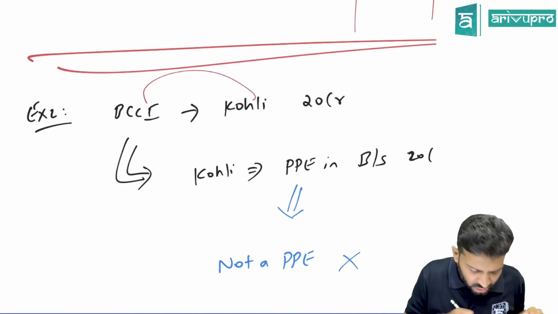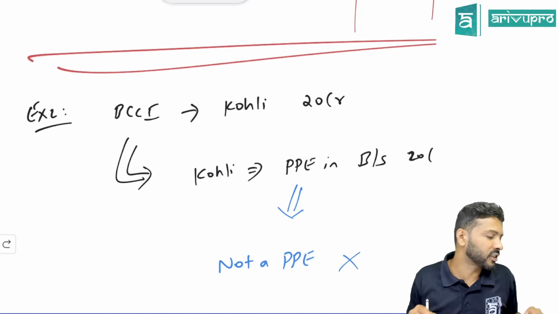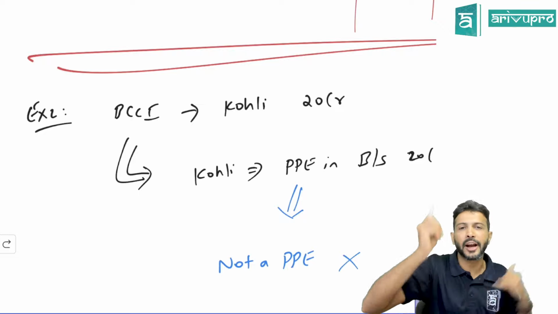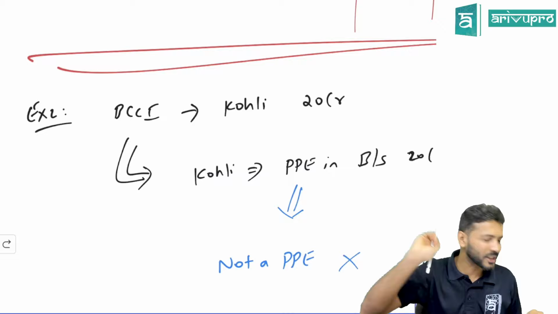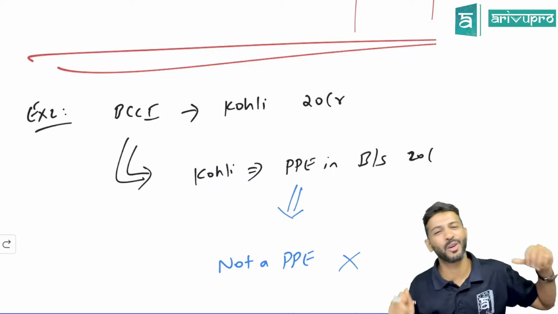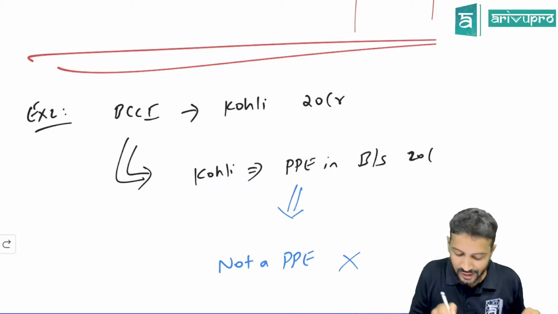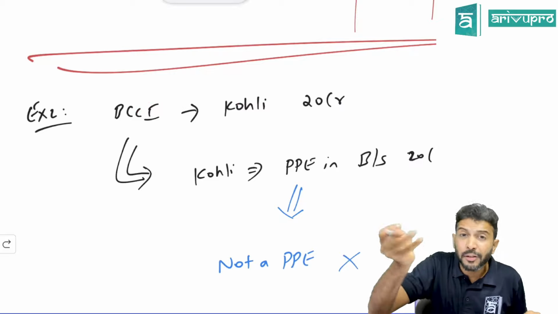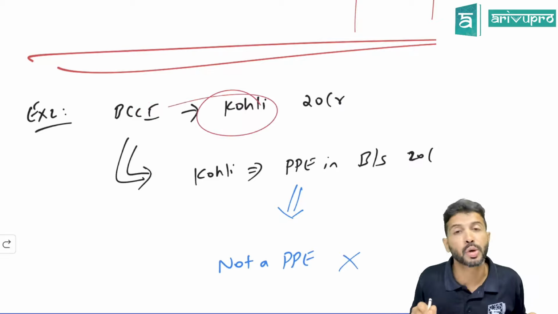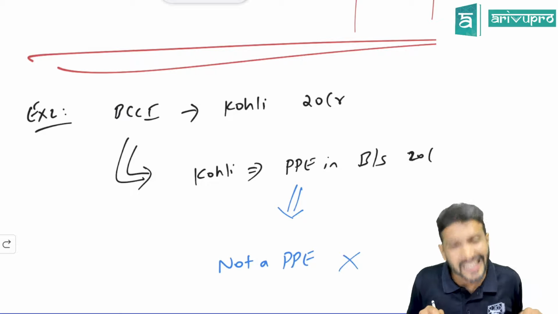Can BCCI control Virat Kohli? Can BCCI tomorrow tell him to become a left-handed spin bowler, or say you are talking too much so you are best suited for the wicket-keeper role? Can BCCI tell Virat Kohli to do that? No. And if tomorrow Virat Kohli wants to retire, can he retire? Yes.